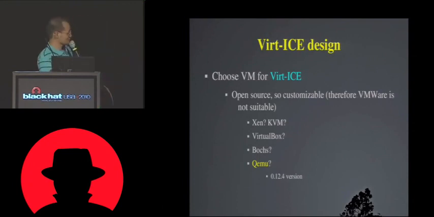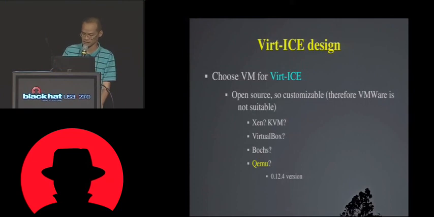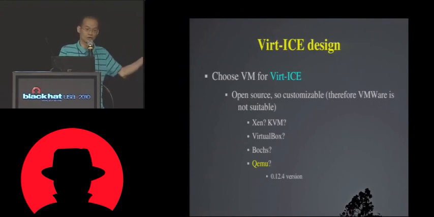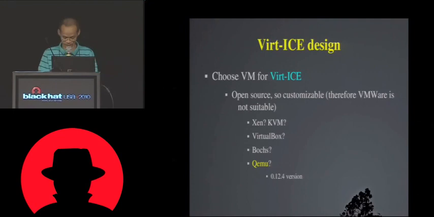So the last one is a good one, QEMU. QEMU is an open source virtual machine released under the GPL license. It also translates all the instructions by software, but it has some tricks to improve the performance. So QEMU is quite fast compared to Bochs, much faster actually, and it's quite usable.